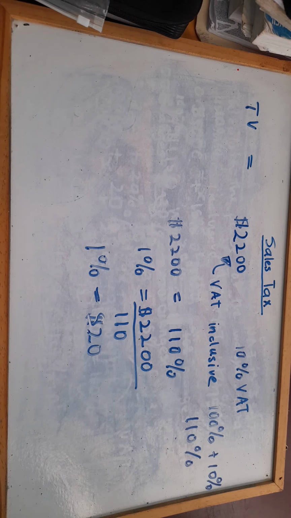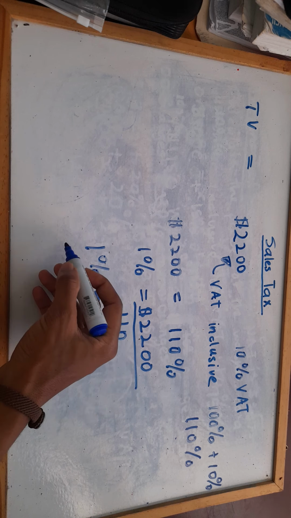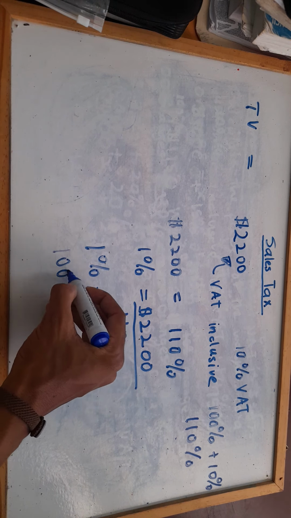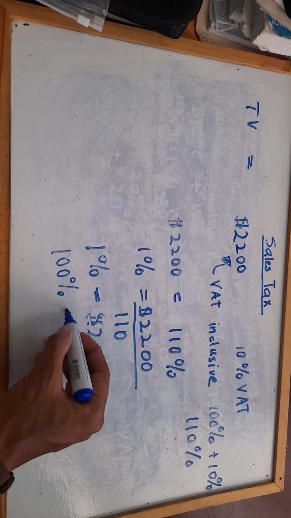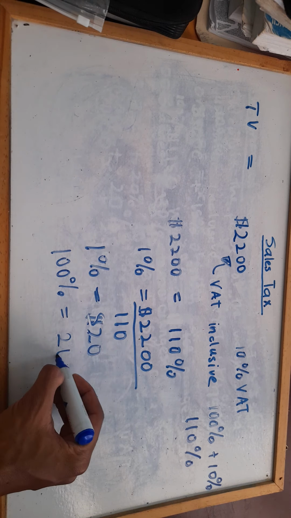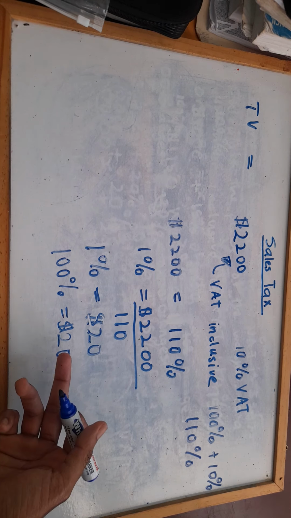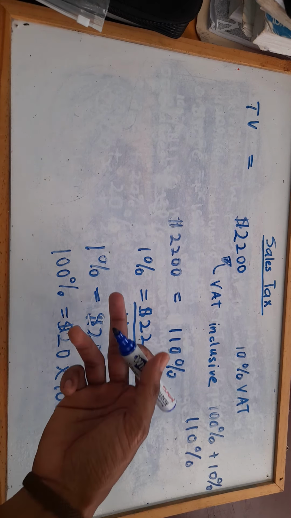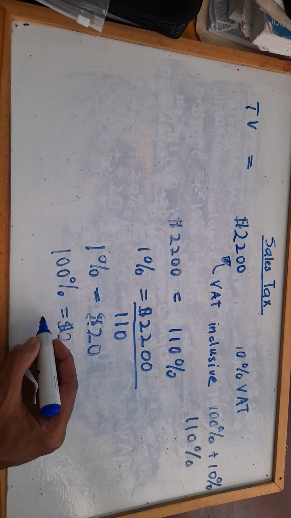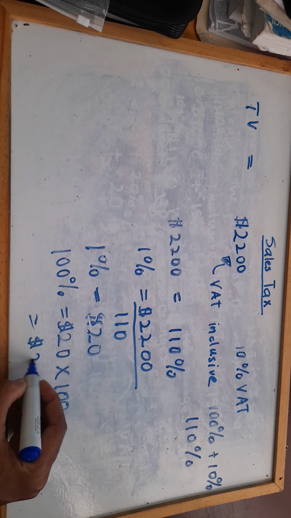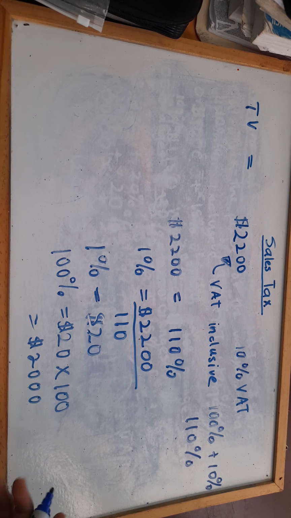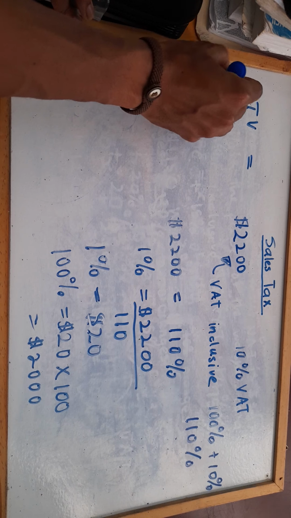Now, 100%, this here can get really confusing, is equal to $20 times 100. Because we know $20 is 1%, so 100 times 1% will give you 100%. And that would give us $2,000. And that is our price before VAT. And we can work it back to check it. Our price before VAT is $2,000.